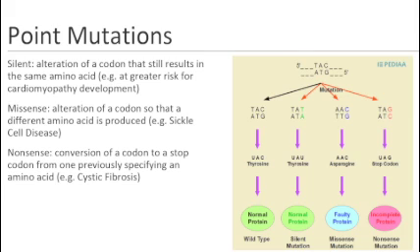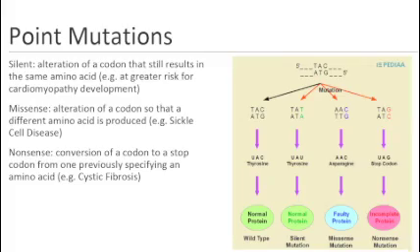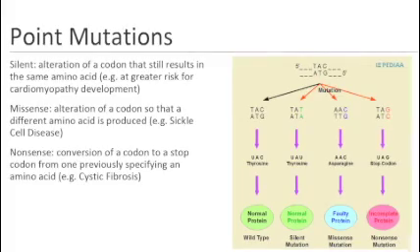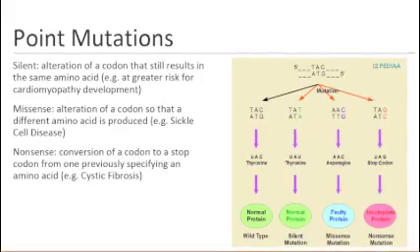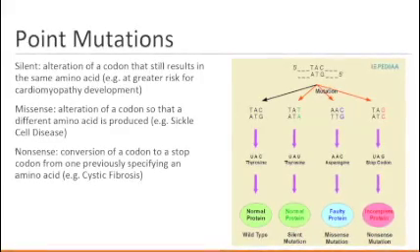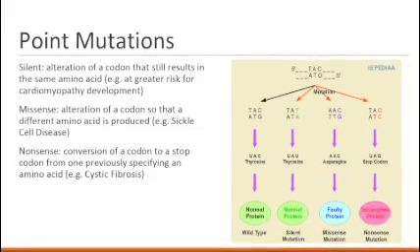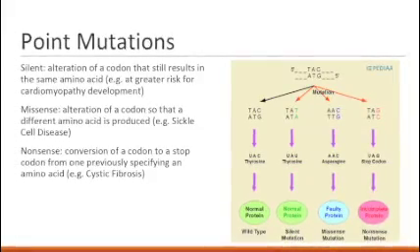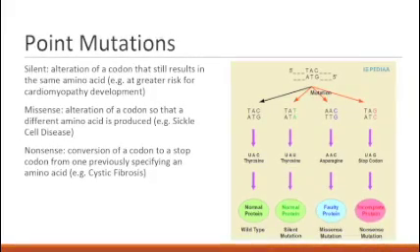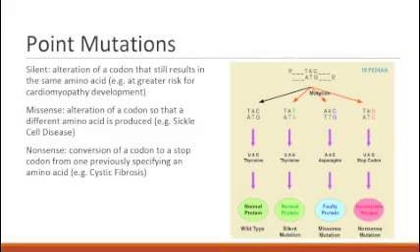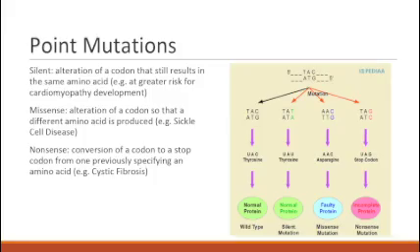As for point mutations, there are three general types, the first of which are silent mutations. These occur when a codon is altered but still results in the production of the same amino acid. There is one silent mutation known that increases people's risk for developing cardiomyopathy. The second type is missense, in which a codon is altered and results in the production of a different amino acid than the wild type. One example of this would be sickle cell disease, in which glutamic acid is replaced by valine and causes patients to have many sickle-shaped red blood cells, resulting in severe pain.